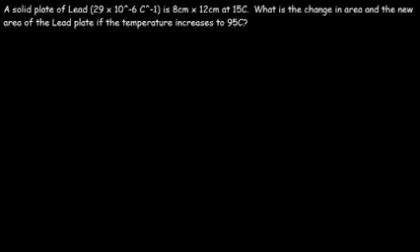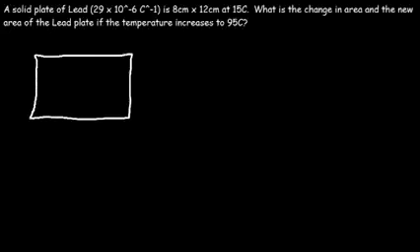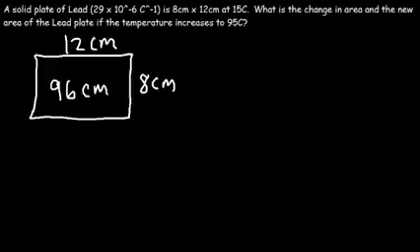So let's draw a picture. So the lead plate is 8 by 12. So this side is 8 centimeters and this side is 12 centimeters. If we multiply 12 times 8, that's a current area of 96 square centimeters. Now, it's important to understand that once we raise the temperature, we know it's going to expand, but it's going to expand in all directions.